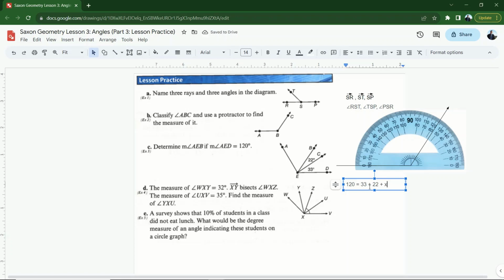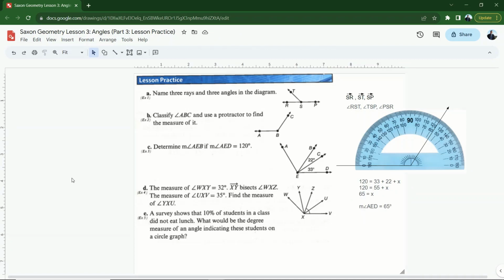I don't know the length of that one, but that's pretty easy to find. So I could simplify this. 120 equals 55 plus X, combining like terms. Then I'm going to subtract 55 from both sides. Let's see, 120 minus 55 is 65. So 65 equals X, or the angle measure. The correct way to put this would be the measure of angle AEB equals 65 degrees. And then I would just superscript that so it looks like a degree symbol.